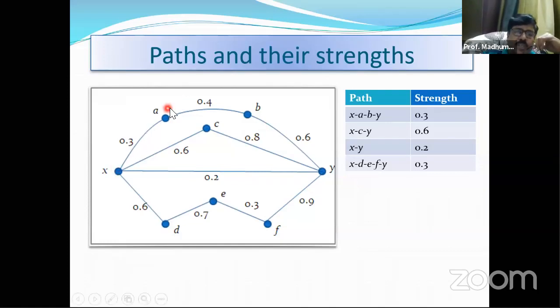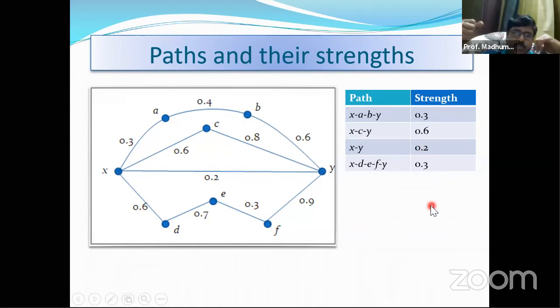So this is the weakest edge, and its membership value is nothing but the strength. Similarly, another path is x to c to y, and its weakest edge is xc, and its membership value is 0.6. So the strength of this path is 0.6. Similarly, xy is a direct edge between the vertices x and y, and its membership value is 0.2. So the strength of this path is 0.2, and for the last one, the strength is 0.3. So these are the strengths.